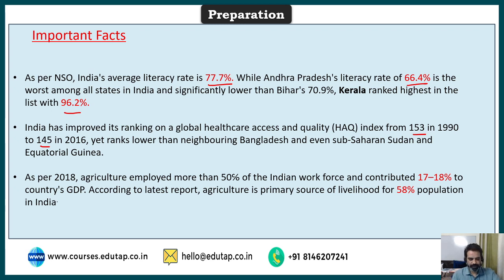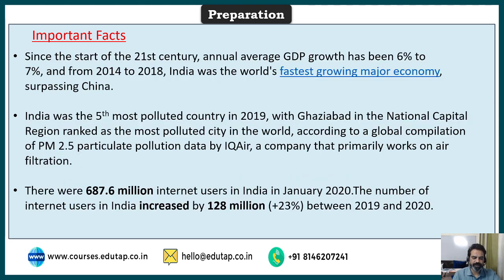Next, as per 2018, agriculture employed more than 50% of the Indian workforce and contributed 17 to 18% to the GDP. Now, according to latest report, agriculture is primary source of livelihood for 58% population in India. So if you're writing about agriculture, this fact is very handy, guys, right? It would prove very helpful if you remember such facts. Let's look at a few more.